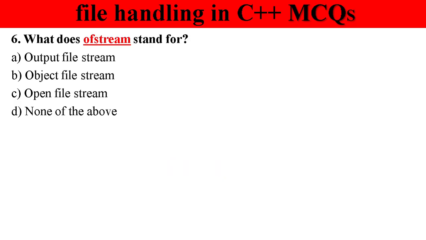Question number 6. What does ofstream stand for? A. Output file stream. B. Object file stream. C. Open file stream. D. None of the above. ofstream in file handling C++ stands for output file stream. The correct answer is A.